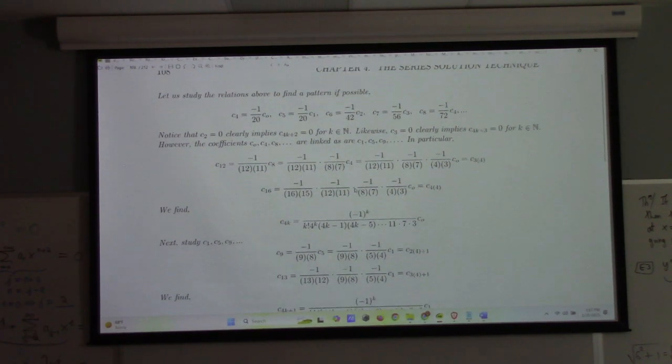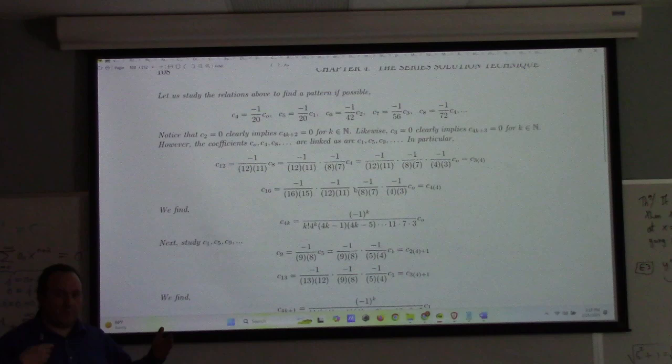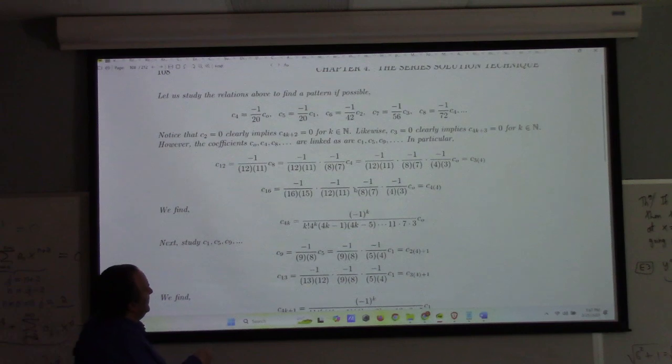But if you sort through it, you see that C4 is this, C5 is that, C6 is this, C7 is that, C8 is that. And so, since C2 and C3 are 0, the C6 and the C7 are 0. On the other hand, C8 links to C4, which links to C0. Basically, any multiple of 4 will always get linked to the C sub 0. Any multiple of 4 plus 1 will get linked to the C sub 1, or in my notation on the board, A sub 0 and A sub 1. And so you just keep plugging it in and looking at it.